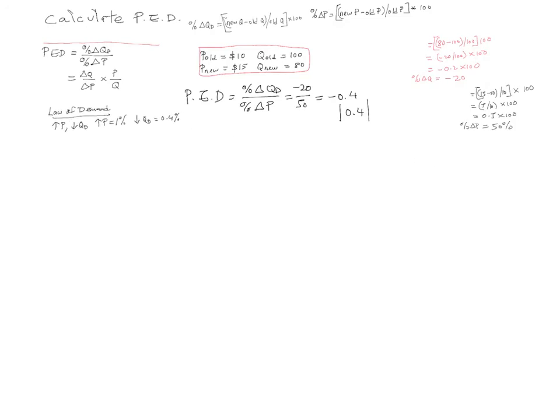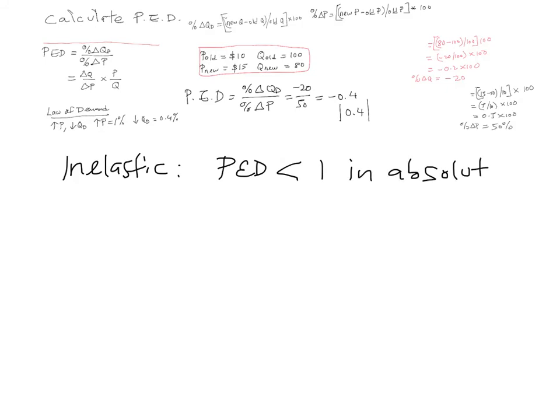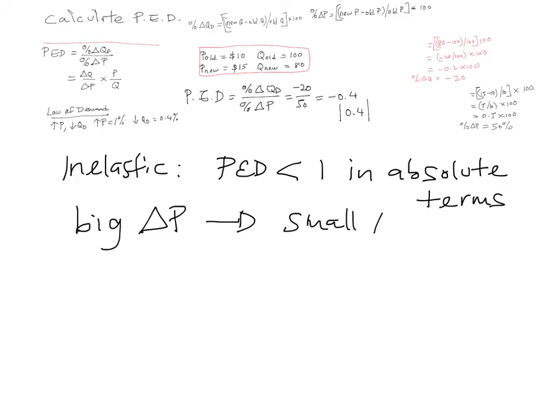In this case, the figure that we have in absolute terms, 0.4, means that the price elasticity of demand is inelastic. Price elasticity of demand is less than 1 in absolute terms. This basically means, in simple English, a big change in price leads to a small change in quantity demanded.